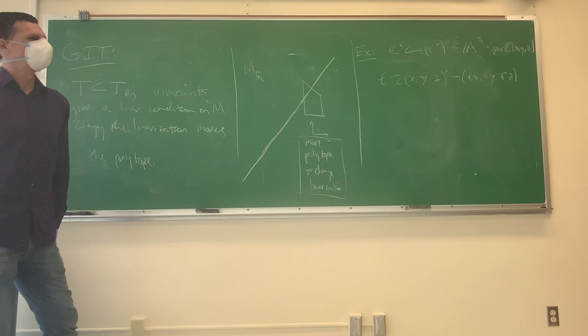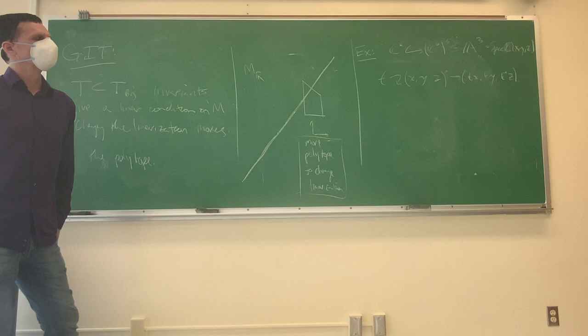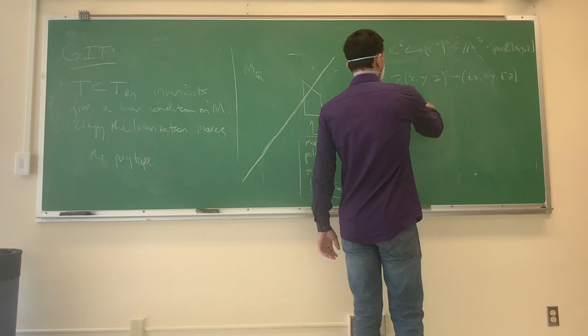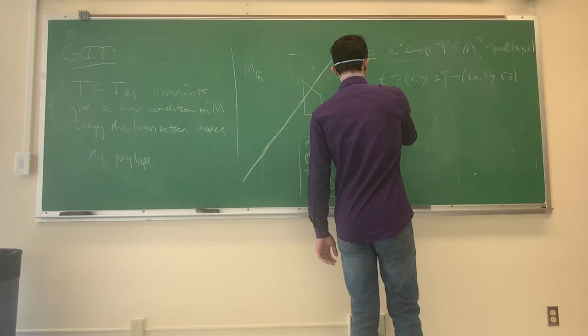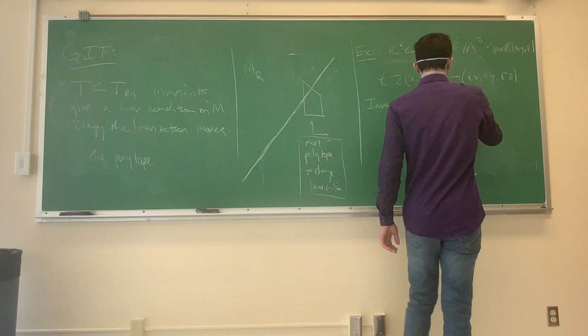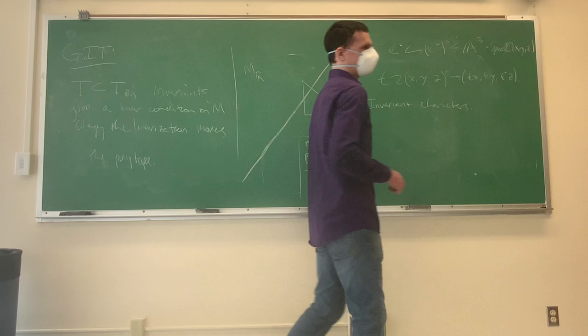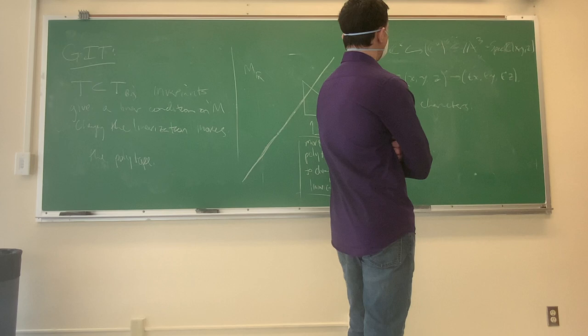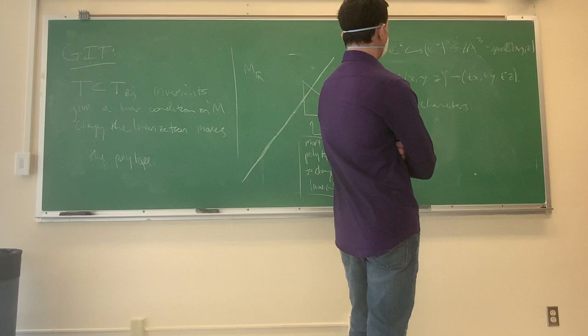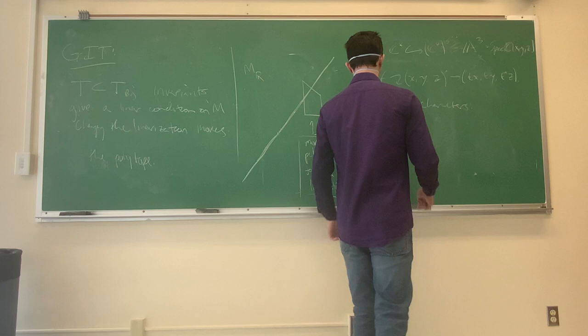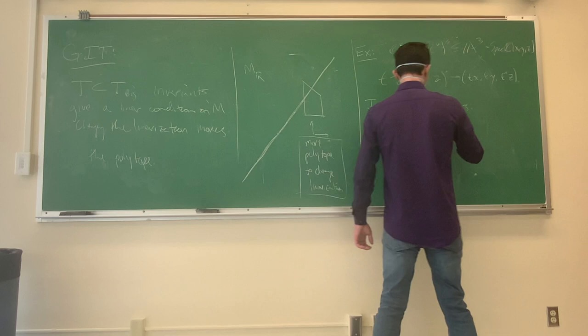So what does this correspond to? What are the invariant characters for this in M? I get things like XZ and YZ, and those are going to generate the lattice. I can also have x over y, but that's already in there. So I have xz, yz, etc. Okay, and now the issue becomes: draw the picture.